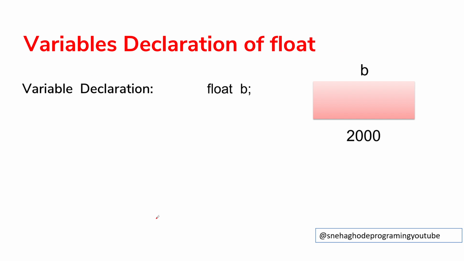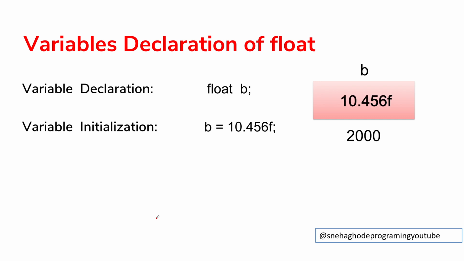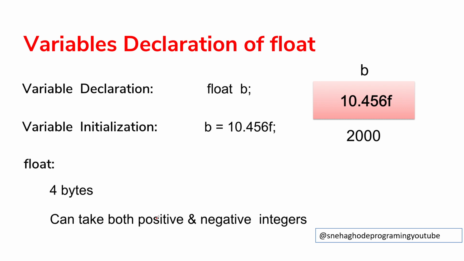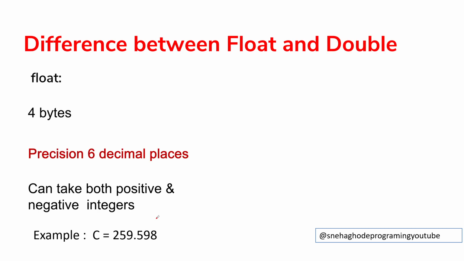4 bytes, right? Because it is a float type. Okay, then initialization b is equal to 10.456f, right? It is a floating point, so that's why here they have written in the memory we have stored 10.456f. This f denotes that it is a floating type of data. So it is going to occupy 4 bytes, and it is also going to take both positive and negative integers, right?